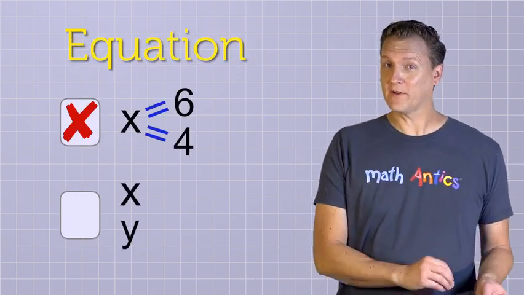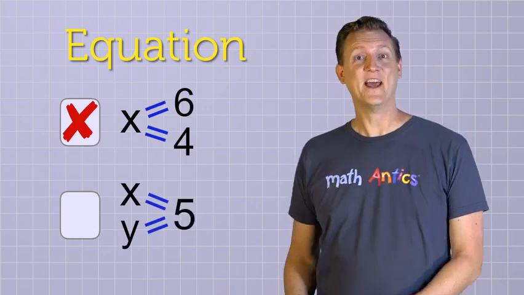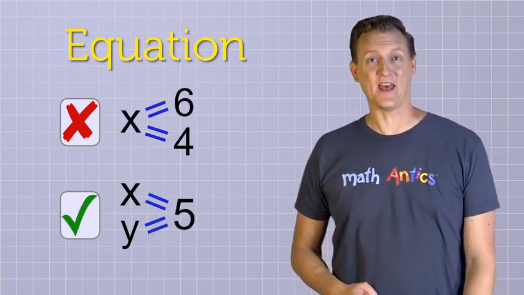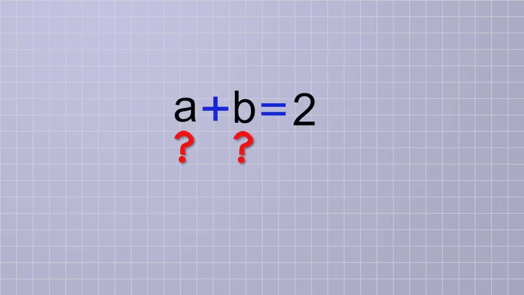Could we use two different letters to represent the same number? Yes, and here's an example of that. Let's say you have the equation a plus b equals 2. What could a and b stand for so that the equation's true? Well, if a was 0 and b was 2, then the equation would be true.